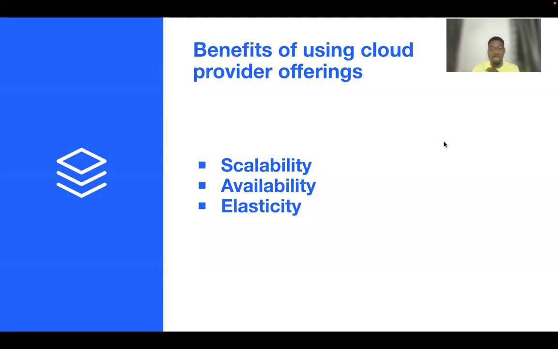Benefits of using cloud provider offerings. There's scalability. Of course, you'll be able to do both horizontal scaling and vertical scaling. There's availability. The resources you are deploying on GCP are not just in a particular location. You can do a multi-AZ deployment, which is availability zone deployment. You can also do a multi-region deployment. Basically, you are deploying in more than one region. That makes what you are trying to deploy available. And there's also elasticity as well.